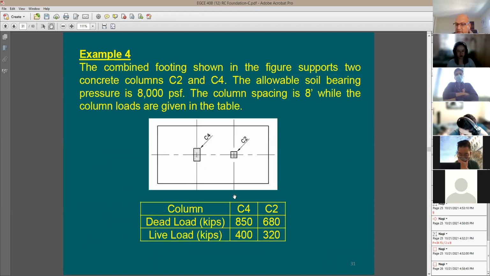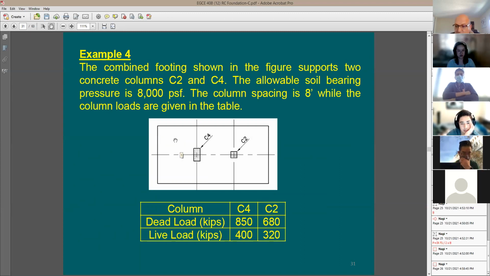Like in this case, the distance between the 2 columns just has to be kind of close. So if you like to put 2 separate pads, they're going to be overlapping. So you say, well, why don't I just put it in 1 footing? It's fine. It's going to be 1 concrete member. It has 2 columns on top of it. We have an example for that.